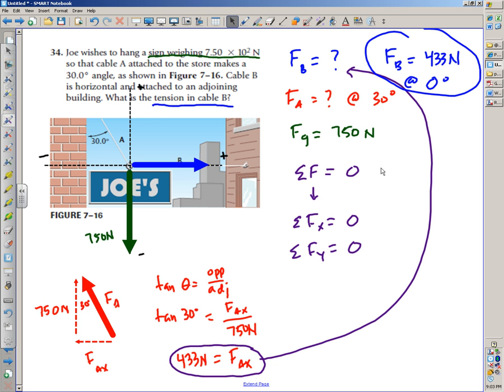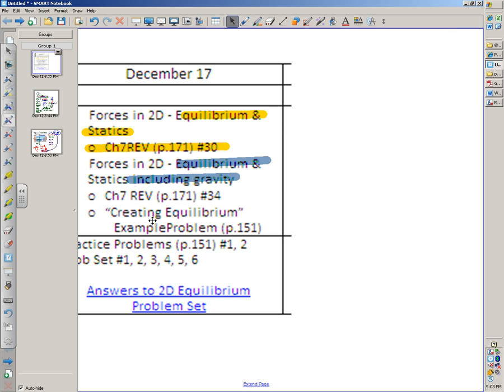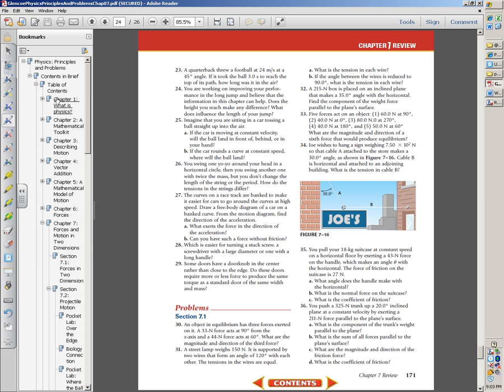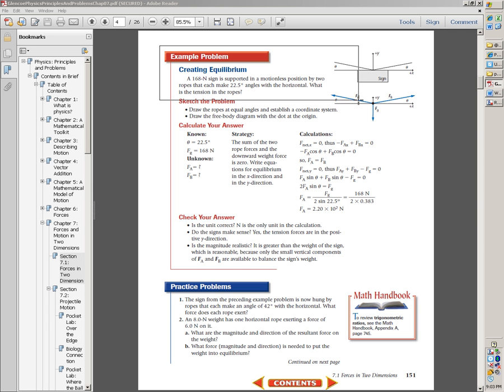So, one more problem just to sum this up. Going back to my agenda for today, on page 151 there is an example problem, and that example problem is called creating equilibrium. So I'm going to wait for my computer here, and I'm going to grab this problem.